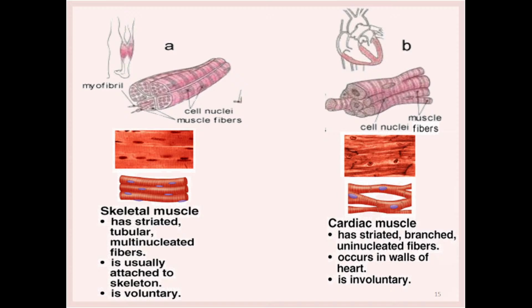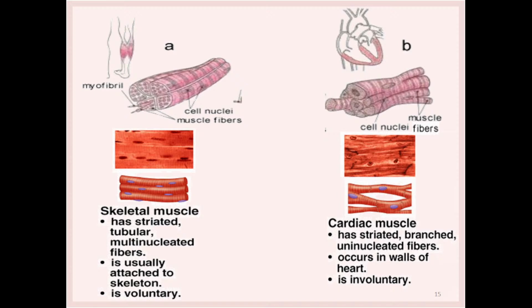illustration, at this figure. Look here, skeletal muscle has striated tubular multinucleated fibers. Skeletal muscle is usually attached to the skeleton, is voluntary. And what about cardiac muscle? This has striated, branched, not tubular, but branched, uninucleated fibers. Occurs in walls of the heart only. This muscle is involuntary. This is just the difference between these two.